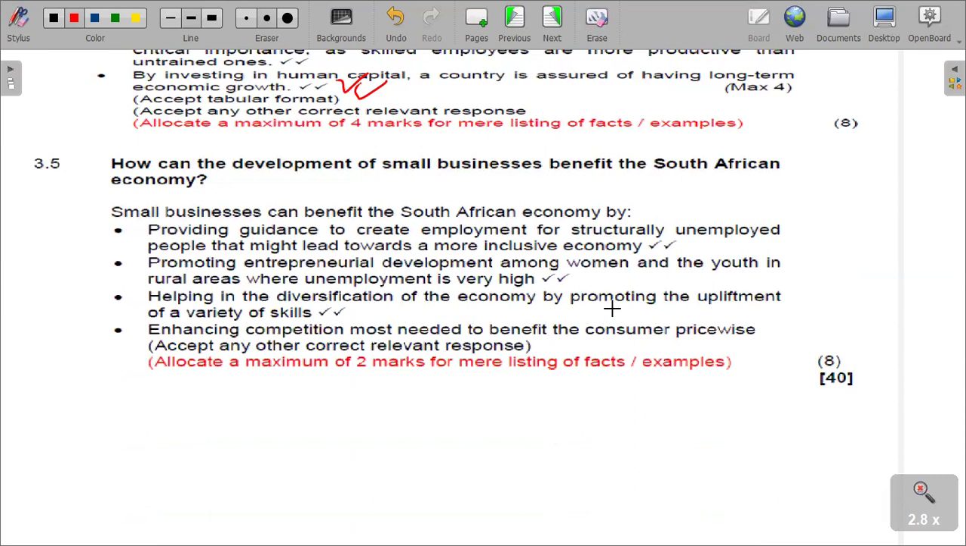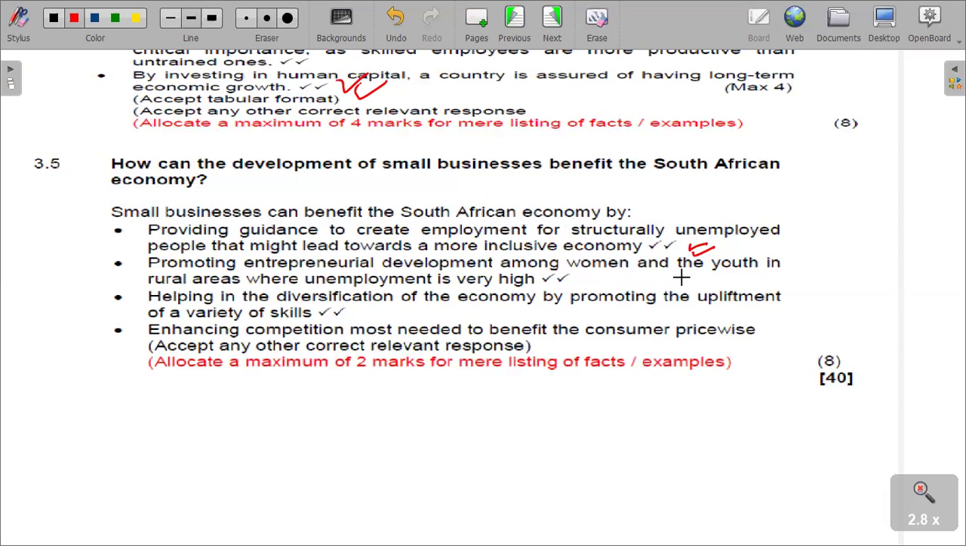How can the development of small businesses benefit the South African economy? Development of small businesses can benefit the South African economy by, one, providing guidance to create employment for structurally unemployed people, which might lead towards a more inclusive economy. That is to say that everyone can be able to secure employment. Informal, small, or whatever size of businesses, they create employment, which we need to understand with regard to the national development plan, in terms of the empowerment of our people.